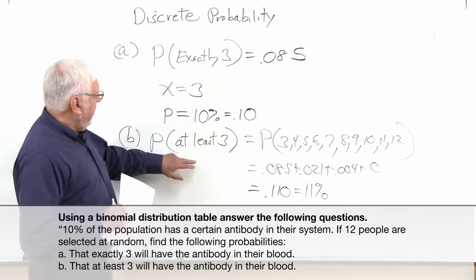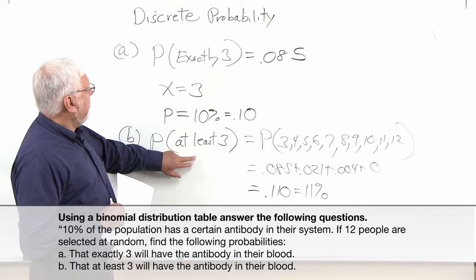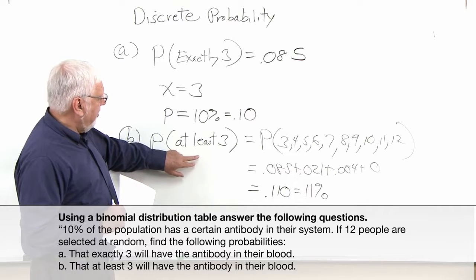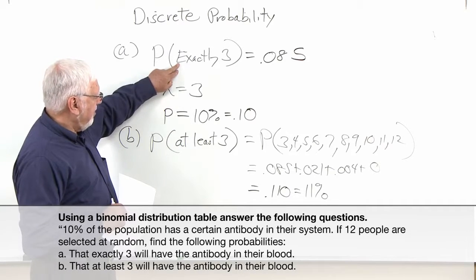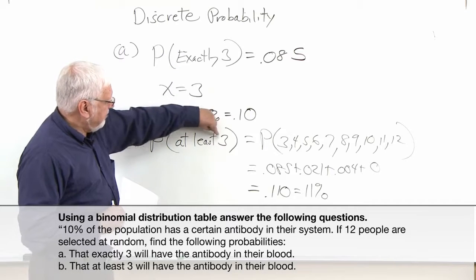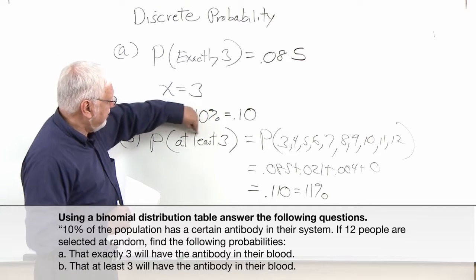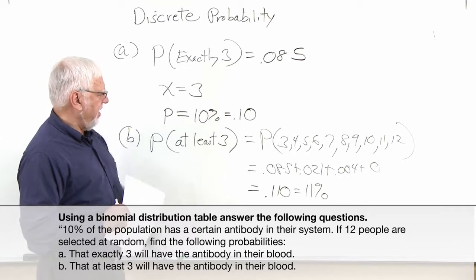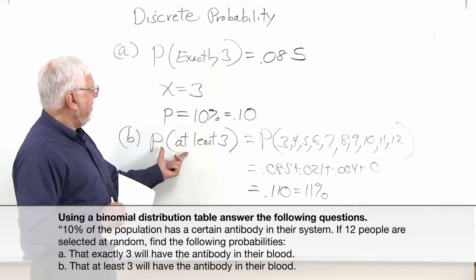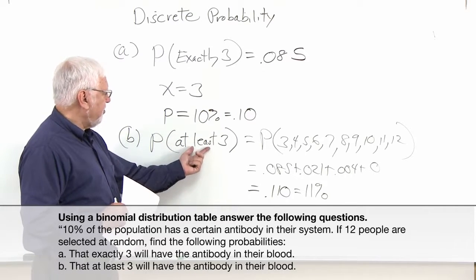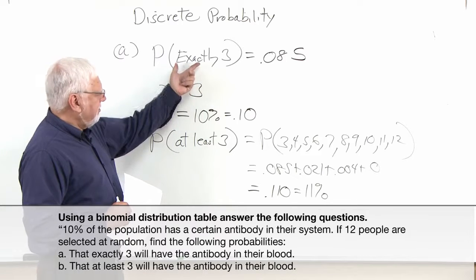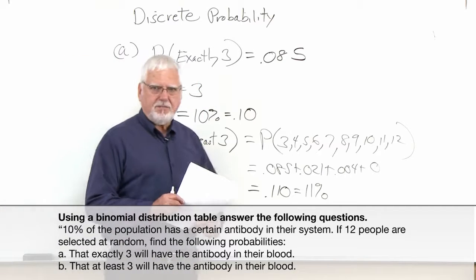So that's a binomial discrete probability problem using the table. It's fairly simple, but you've got to remember at least 3, and if we said at most 3, then we would go to the other side of the table. So make sure you interpret this correctly, and then just use your table. It should be a nice, easy problem.